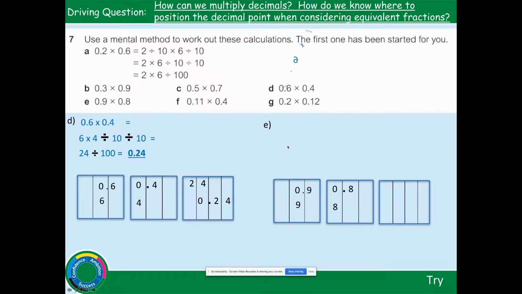E, 0.9 times 0.8. Multiply these both by 10, which means you divide by 10 twice. 9 times 8 is 72. Divide by 100. 2 places over, 72. Answer 0.72.